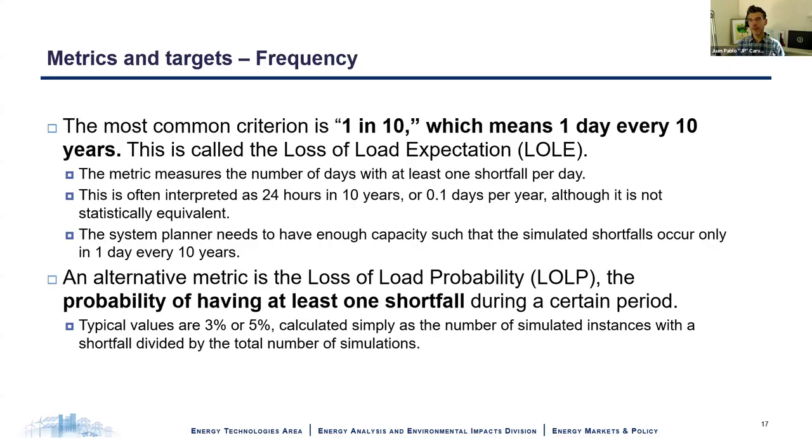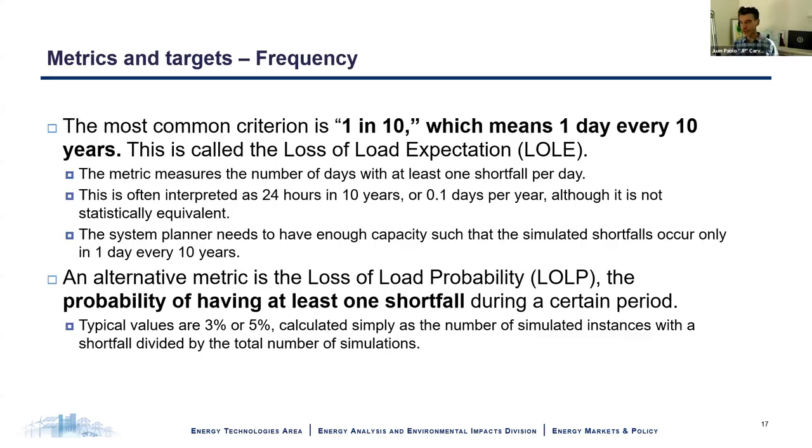The most common criterion that we have used over the last 40 to 50 years is what we call the 1 in 10 criterion, which is largely a frequency criterion. This means that we expect that at most 1 day every 10 years, we're going to have an actual shortfall.